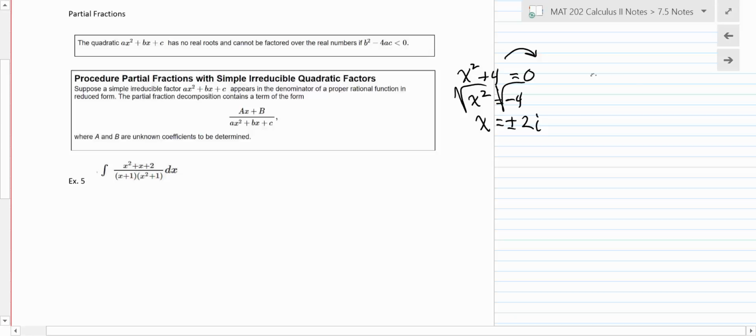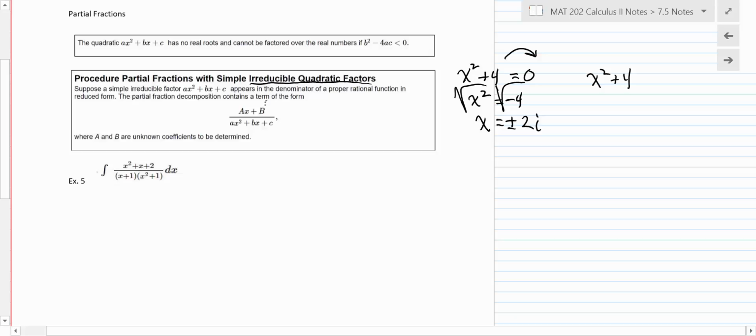So the idea is x squared plus 4 does not factor. Anytime you have a trinomial, some quadratic expression that doesn't factor, then we call that an irreducible quadratic factor. So x squared plus 4 gives imaginary number solutions because it doesn't factor through real numbers. So sometimes your factors, maybe one of them or maybe both of them or all of them, are irreducible.